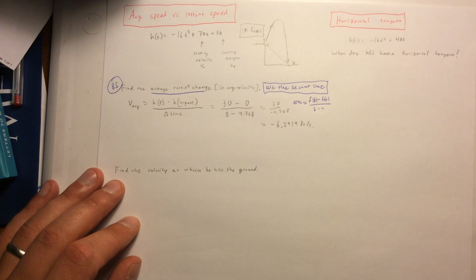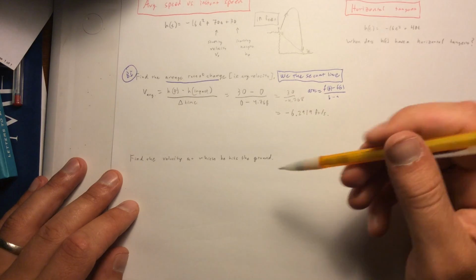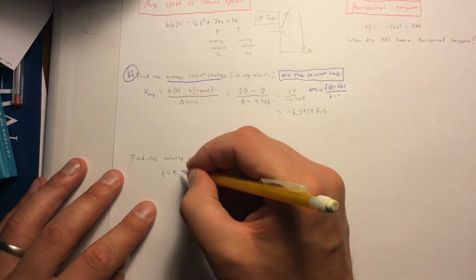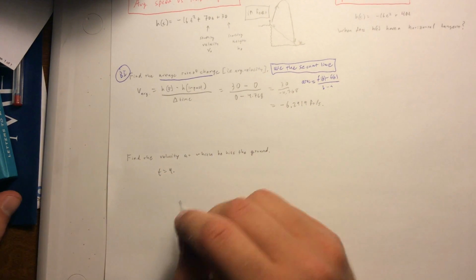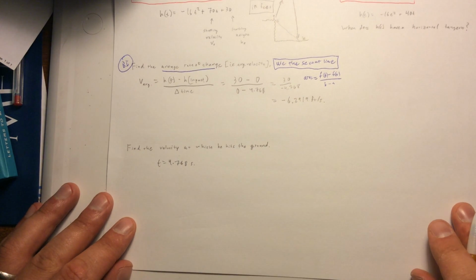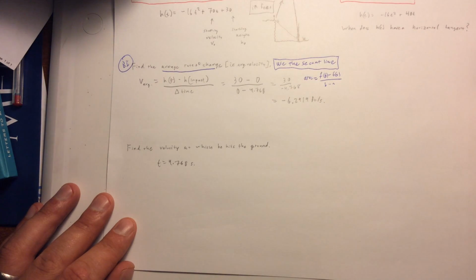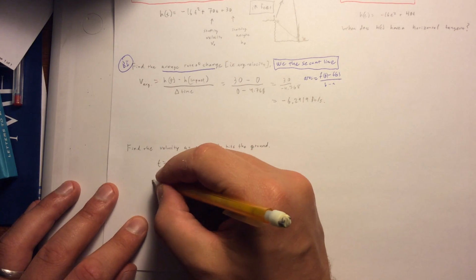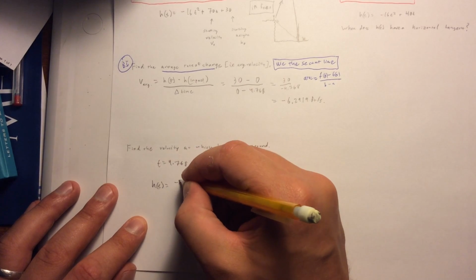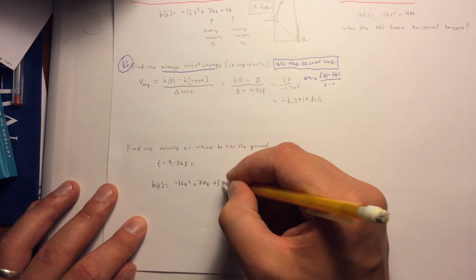Now, how fast is he going when he actually hits the ground? Well, he hits the ground at 4.768 seconds. To find out how fast he was going, we need the tangent line right there. That will be his velocity at the exact instant he hits the ground. So, h of t is going to be negative 16t squared plus 70t plus 30.